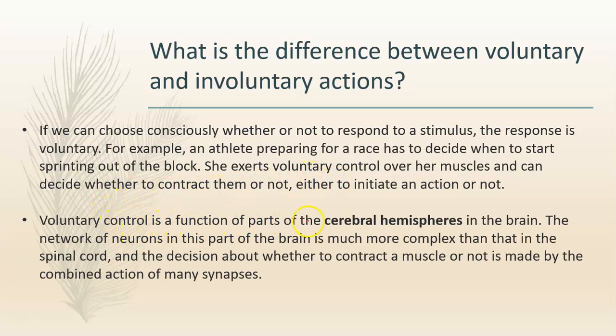Voluntary control is a function of parts of the cerebral hemispheres in the brain. The network of neurons in this part of the brain is much more complex than that in the spinal cord, and the decision about whether to contract a muscle or not is made by the combined action of many synapses. So it is a complex situation, and there is a decision which is made by the cerebral hemisphere part of your brain. It's not the same as your spinal cord, which is very fast and a type of reflex.